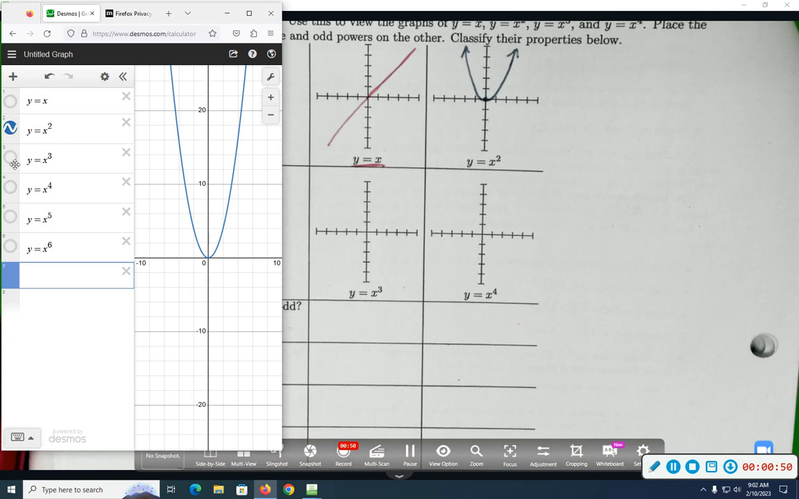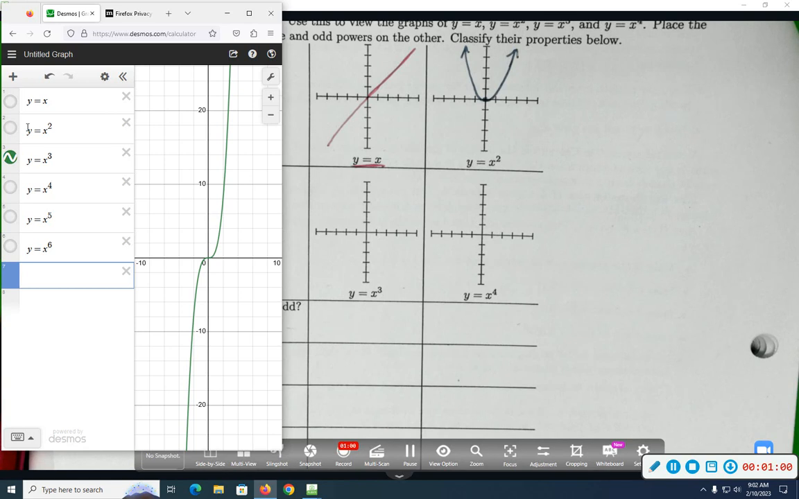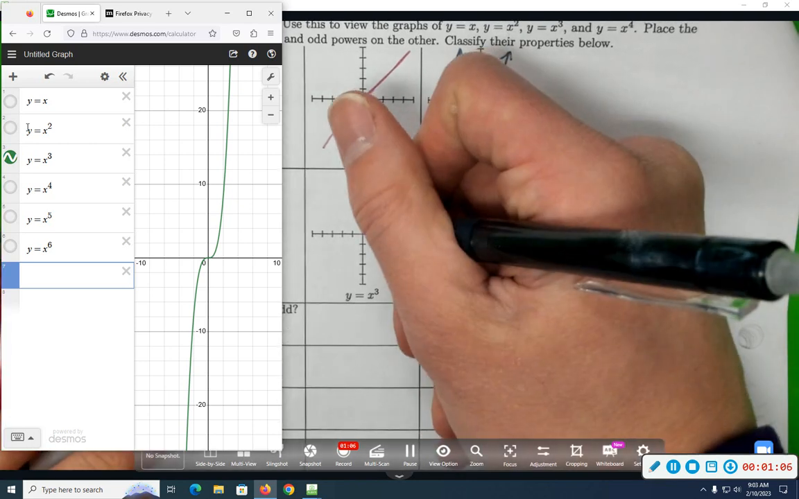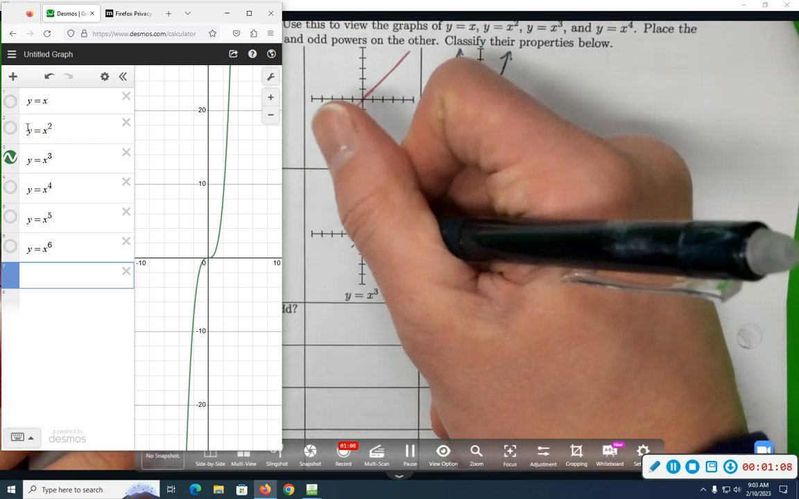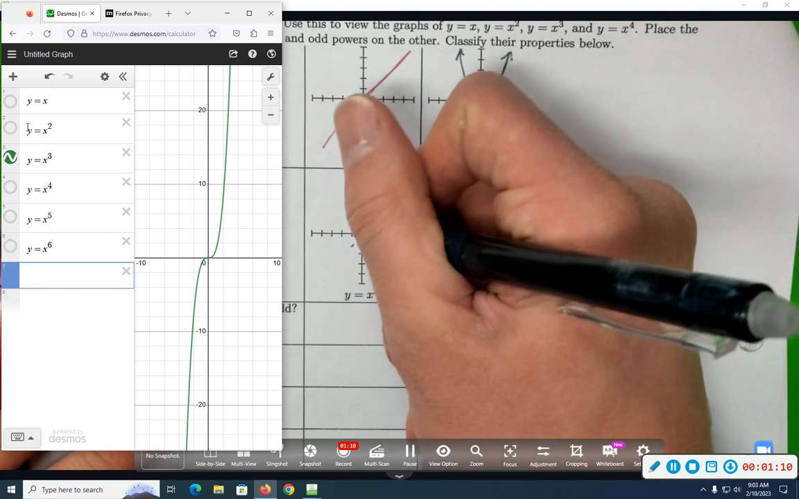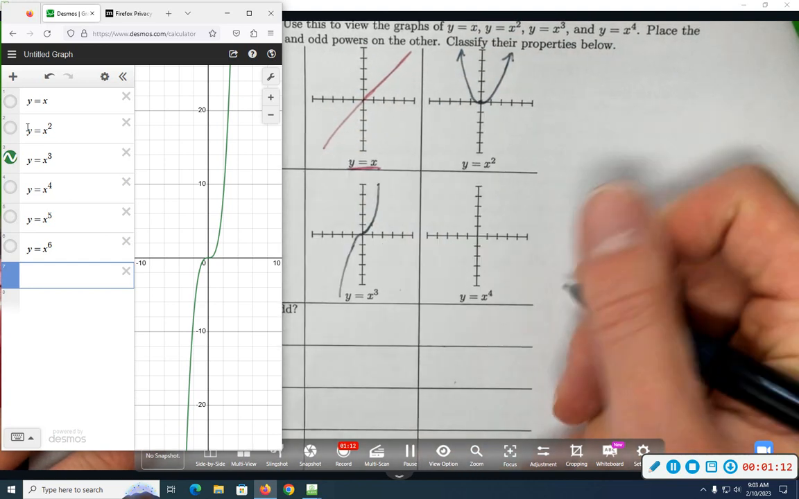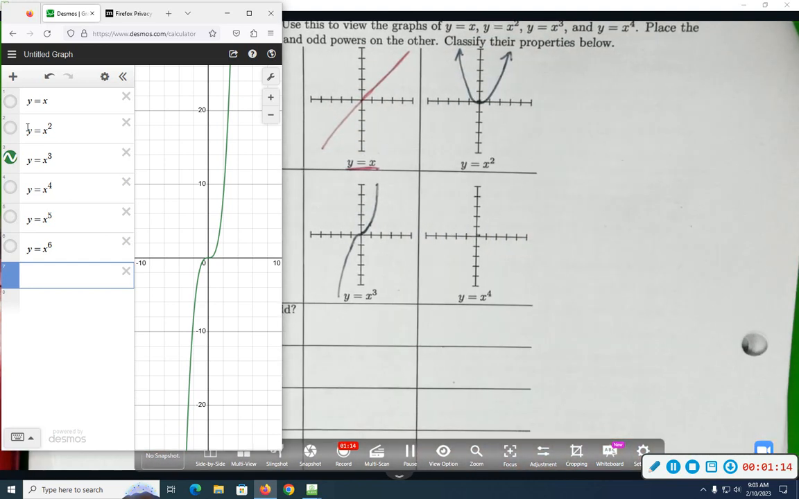Y equals x cubed. For a positive number, maybe qualitatively, that looks kind of similar, except close to the origin, it doesn't grow as quickly. Once it gets past x equals 1, it grows faster than x squared. And for negative numbers, the result is negative. Y equals x to the 4th.